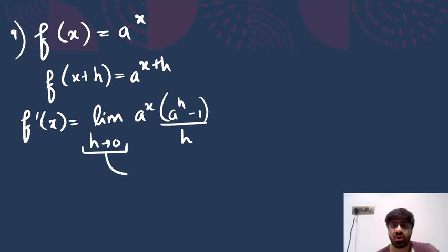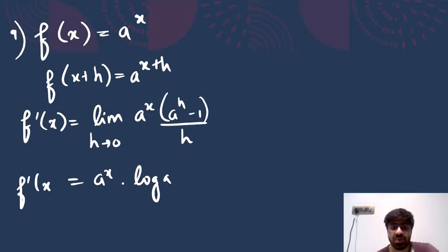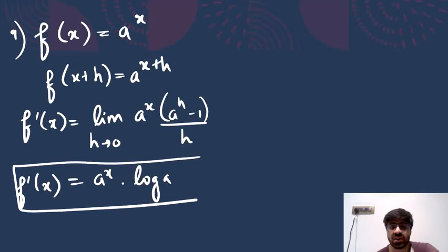Limit of h tends to 0, (a power h minus 1) upon h, the value for it is equal to log a. A power x can come out of the limit, so you have a power x into that entire other limit which you had, the value for which was equal to log a. So f dash x becomes equal to a power x into log a.